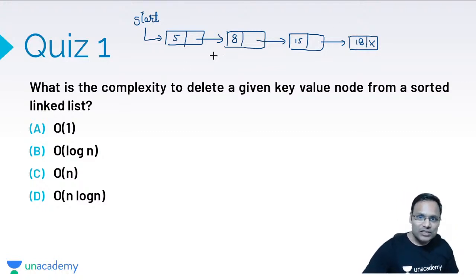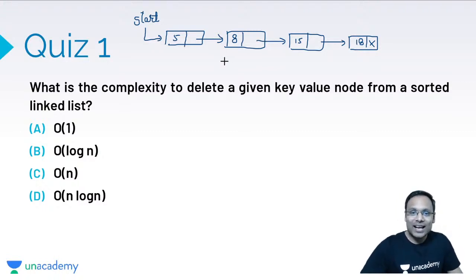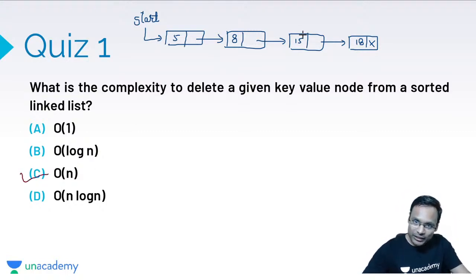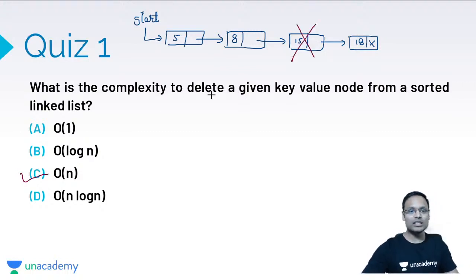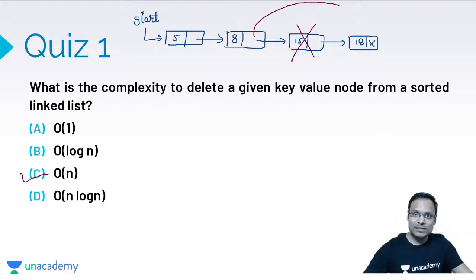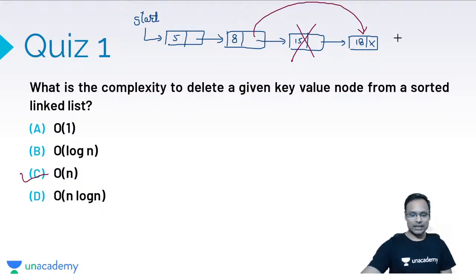Whether the list is sorted, I don't care. I will have to find it linearly and that will take big O of n time. So I'll have to find out where the 15 is present. After that, I'll have to delete it. Complexity will be big O of n. First find, after that its predecessor's link is set equal to its next node.